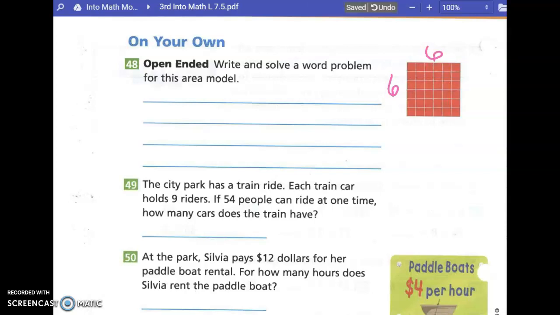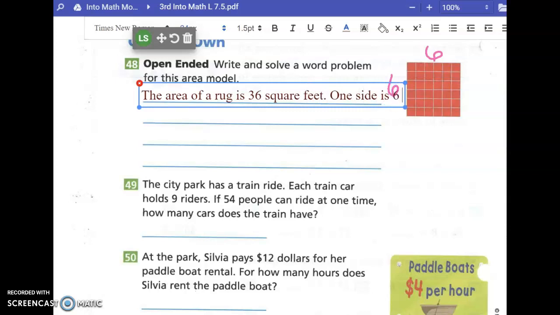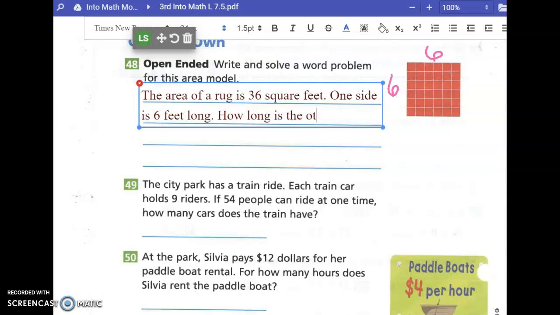Okay, so you need to come up with a problem. I'm just going to put in the one that they give. So if the area of a rug is 36 square feet, one side is 6 feet long. How long is the other side? Okay, so we would have 36 divided by 6, so the other side would be 6 feet long.